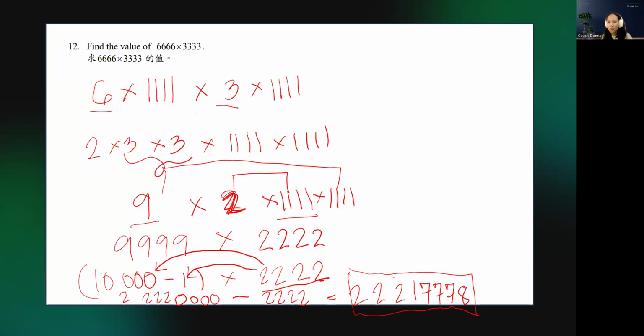Ayan, question? None. If there's none, let us proceed to number 13.